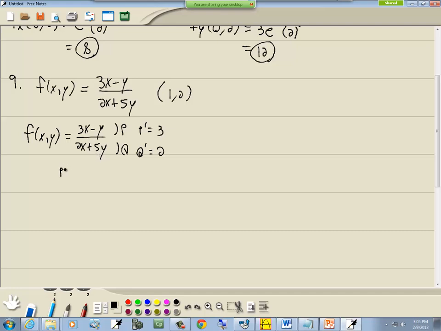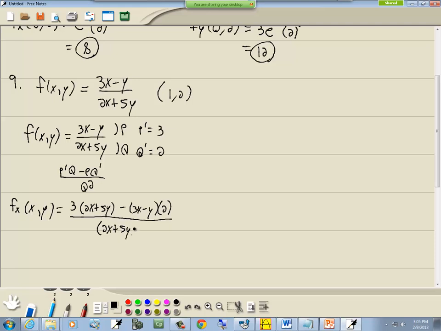So then this will be p prime q minus p q prime over q squared. So our partial with respect to x: p prime is 3 times q, which was 2x plus 5y, minus p, which is 3x minus y, times q prime, which is 2, all over q squared, which is 2x plus 5y squared.